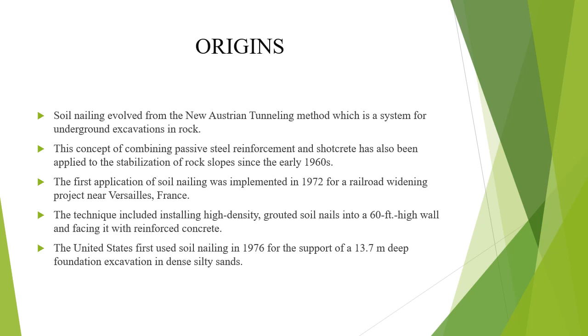The first application of soil nailing was implemented in 1972 for a railroad widening project near Versailles. The technique included installing high-density grouted soil nails into a 60 feet high wall and facing it with reinforced concrete. The United States first used soil nailing in 1976 for the support of a 13.7-meter deep foundation excavation in dense silty sands.